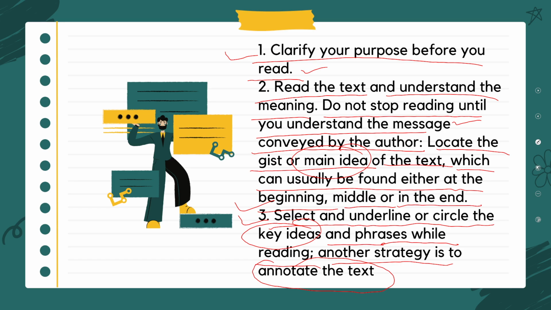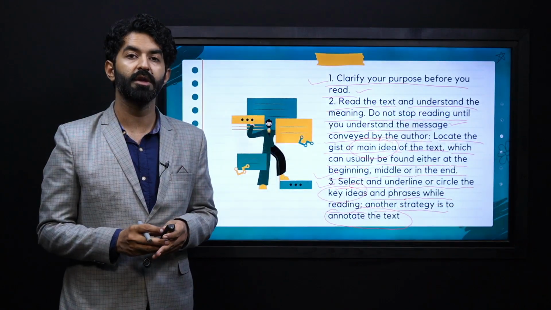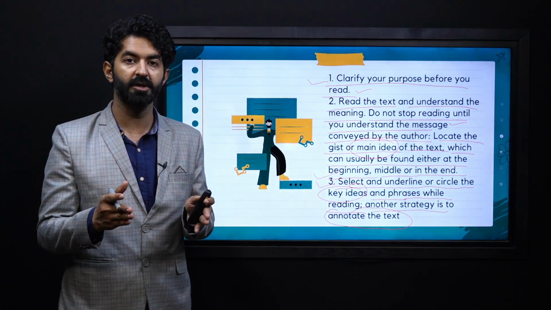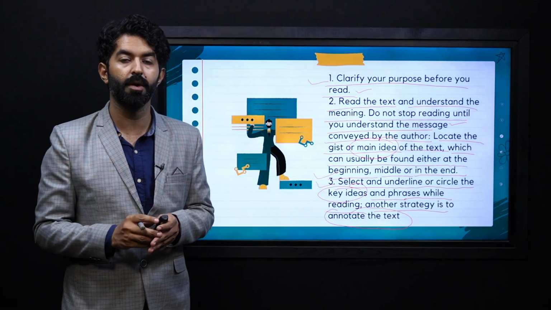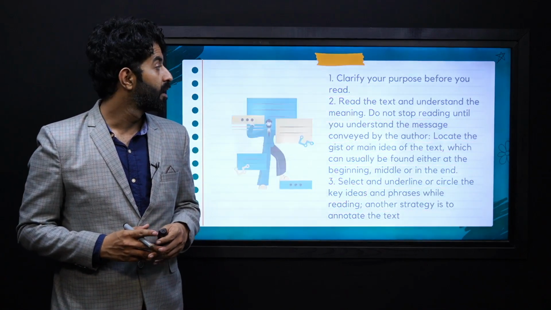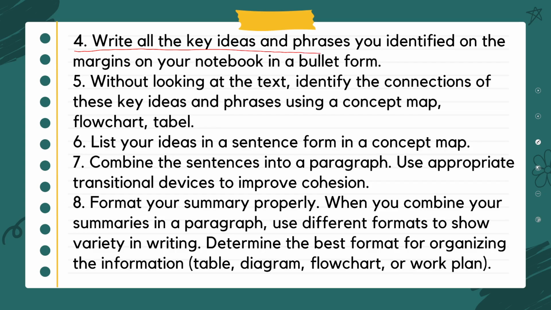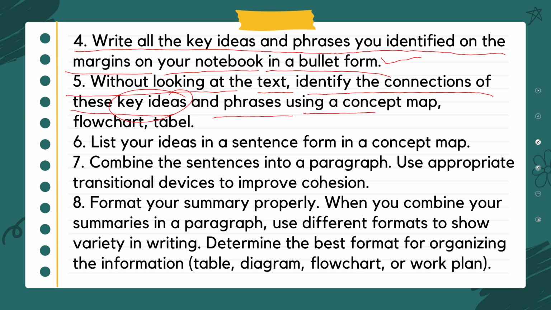We have also another technique, which is annotation, which simply means you write on the text, you write your own words on the book, on the page, you annotate the whole page or the whole passage that is in front of you. Now, next we have write all the key ideas and phrases you identified on the margins or your notebook in a bullet form. This is another technique. Without looking at the text, identify the connections of these key ideas and phrases using a concept map, flowchart, or table.